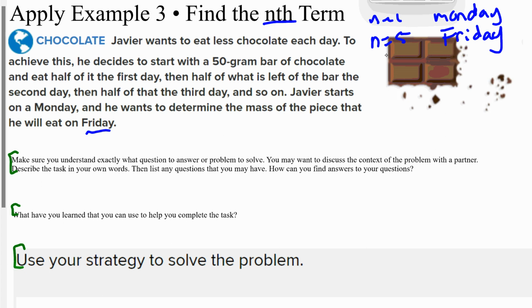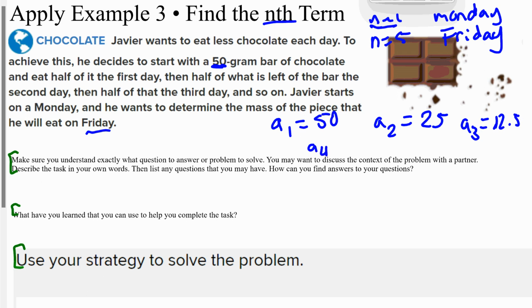So what they're doing is they're using what we call a recursive formula, using what we previously know, right? We start off at 50, and how do I get to the next day? So a sub 1, meaning the first day, n equals 1, starts out at 50. Then a sub 2, the next day, Tuesday, he eats half, and you guys can probably figure this out just reading it. 25, a sub 3 equals half of that, 12.5, a sub 4, which is Thursday.